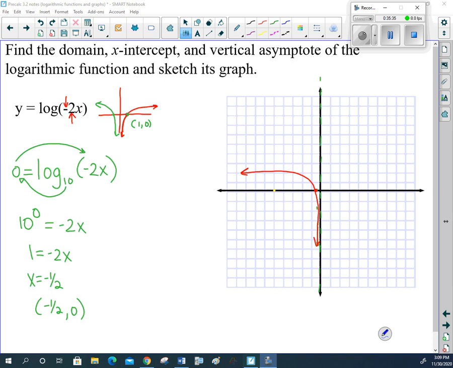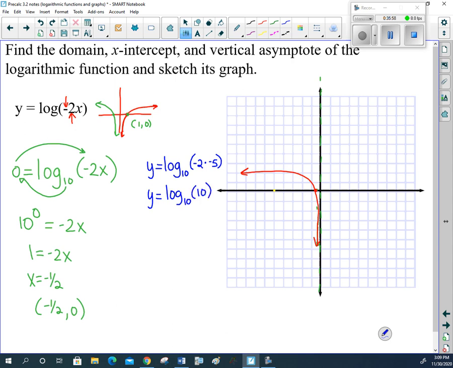So if I wanted to check this, negative 5, 1, 2, 3, 4, 5, I'm going to put negative 5 in for x. So I'm going to say y equals log. This is a base 10. I'm going to write it. You don't have to. Negative 2 times negative 5. So y equals log base 10 of 10.